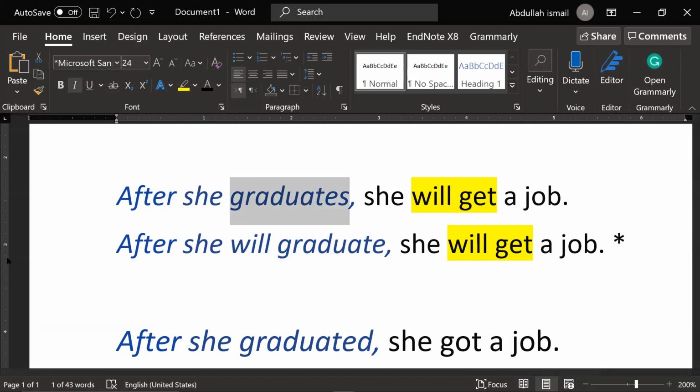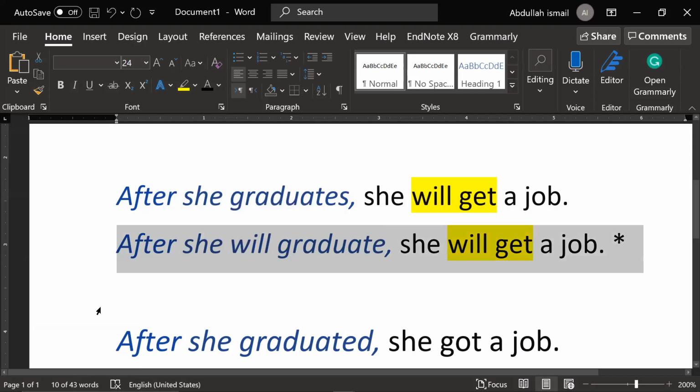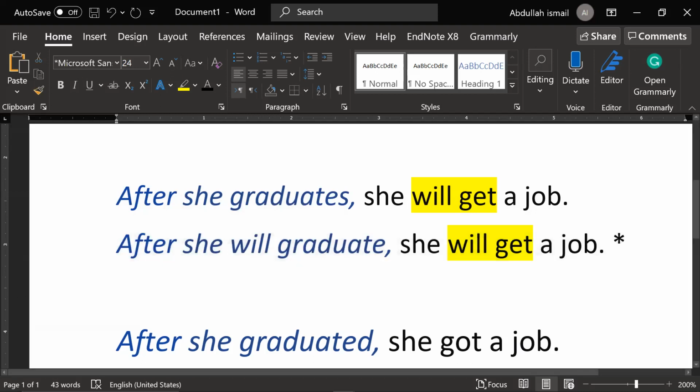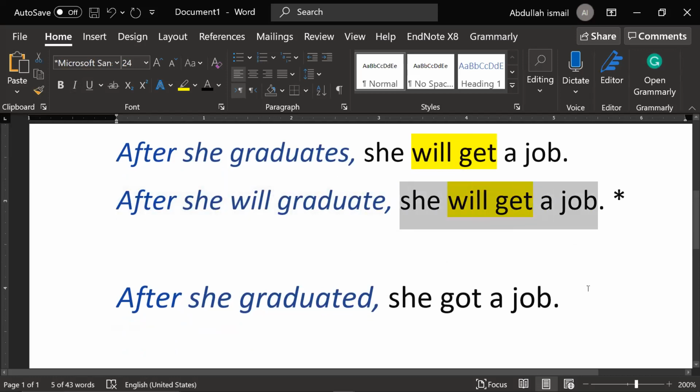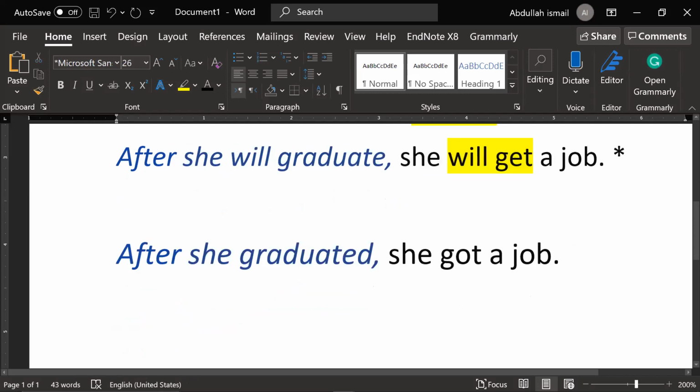تمام؟ يعني لو جبت لك في الامتحان هذه الجملة وقلت لك account for the ungrammaticality or explain why this is ungrammatical. ليش هذه الجملة غلط؟ هتقول لي because this is an adverb clause of time. تمام؟ And it has a future form of the verb, will graduate, which is incorrect. تمام؟ The future form of the verb is always used in the main clause. طيب. هنشوف الجملة الثانية. After she graduated, she got a job.